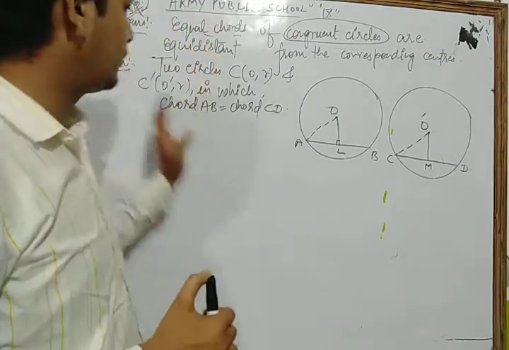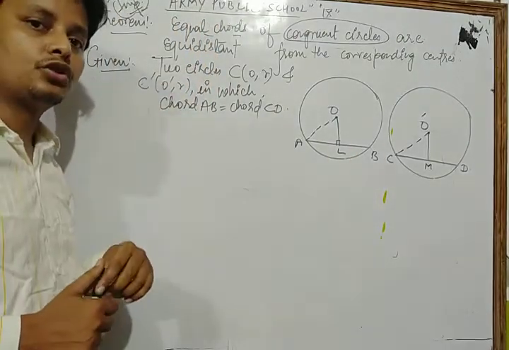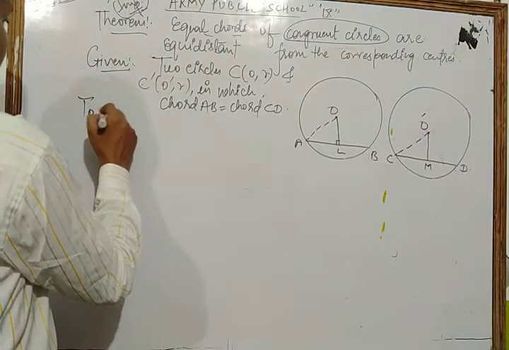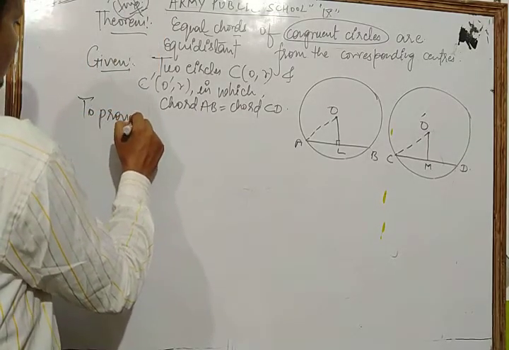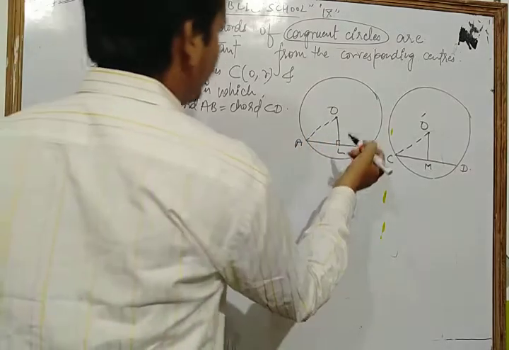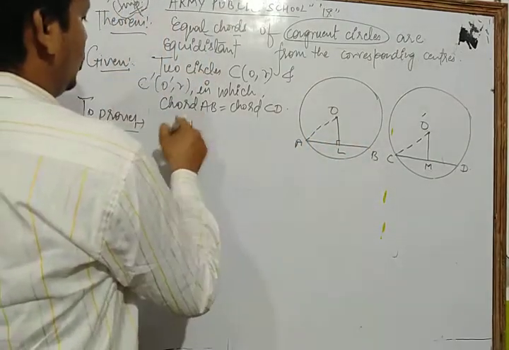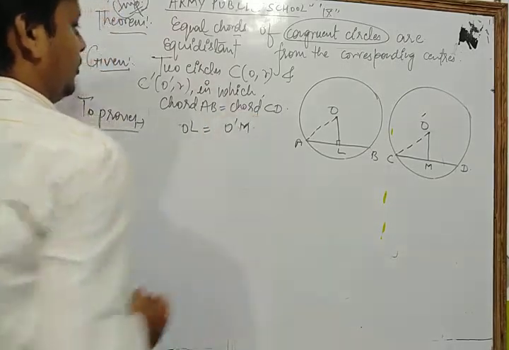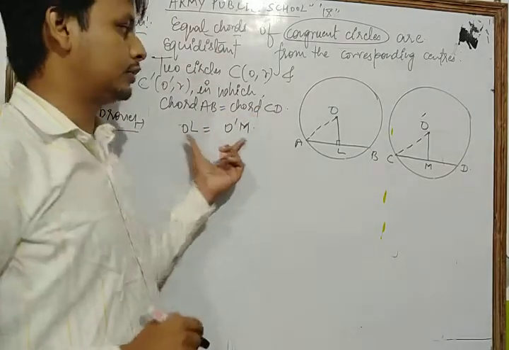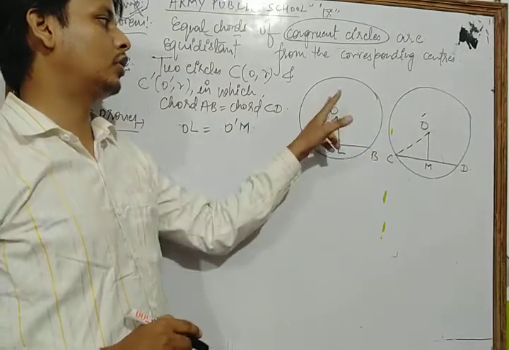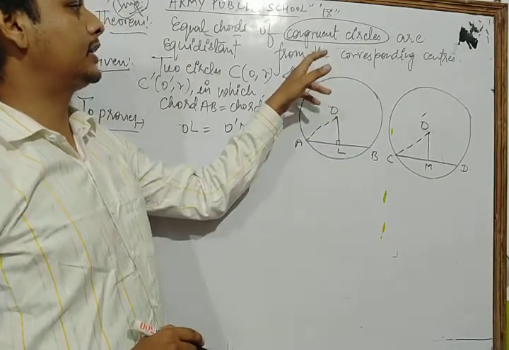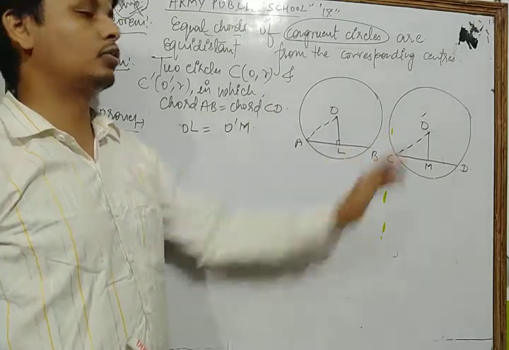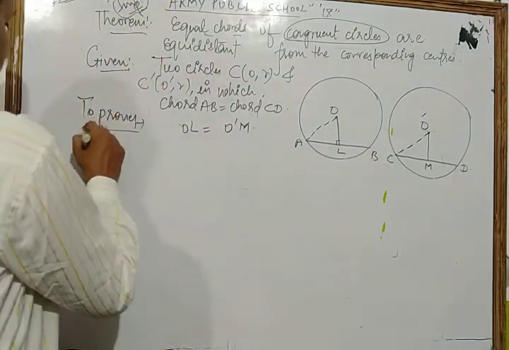Now we write to prove. What do we prove? We have to show that OL is equal to O dash M, which is the statement of equidistant from the corresponding center. Now we have to do some construction.